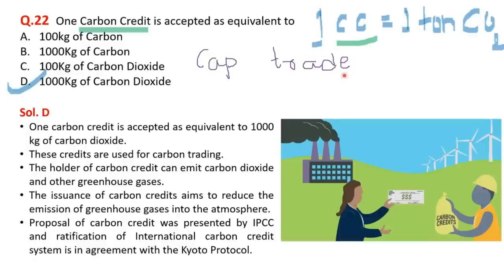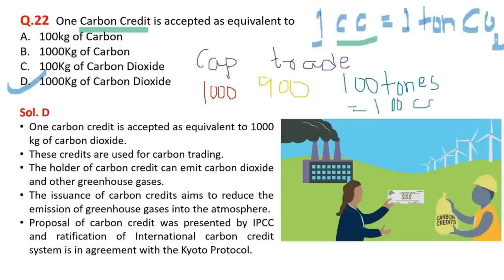Now let's understand what is the meaning of the term trade. To understand this trade, let's understand a simple example. If for example India is given permission to produce 1000 tons of carbon dioxide, and assume that this year 900 tons of carbon dioxide has been emitted by India. So what is the balance? 100 tons of carbon dioxide is the balance. Okay, so 100 tons is equal to how much?